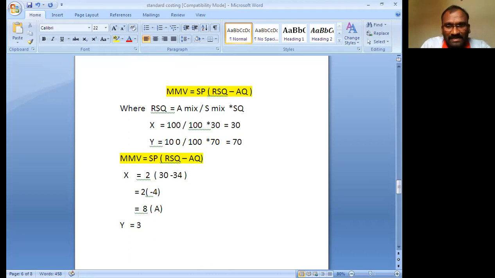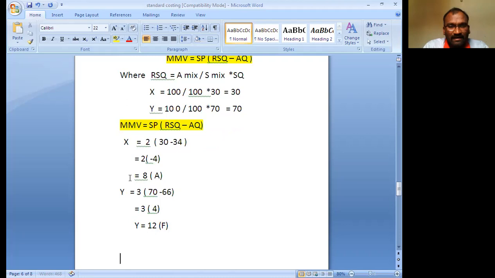So standard price of Y, 3 rupees is given. 3 rupees minus revised standard quantity 70. Revised standard quantity 70 minus actual quantity 66 units. So now you are getting the value 3 into 70 minus 66, you are getting the 4 value. 3 into 4 value you are getting. So that is the positive value. Here 3 into 4, 12. 12 is the F value. F is the positive value. Favorable, you are showing the F only.